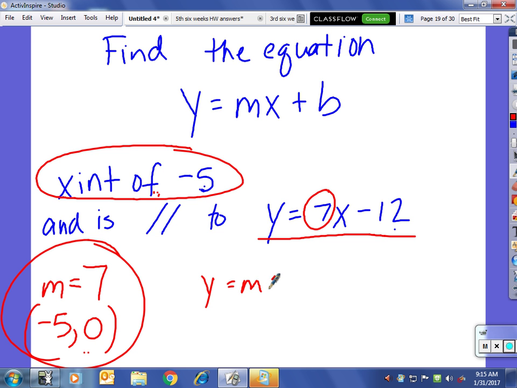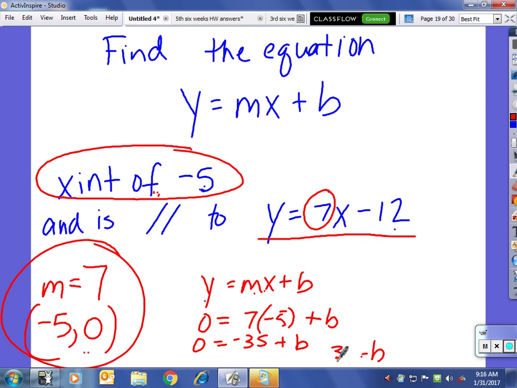y equals mx plus b. What's my m? 7. What's my y value? 0 equals 7 times negative 5 plus b. 0 equals negative 35 plus b. What does b equal? 35. So what's the equation of my line?